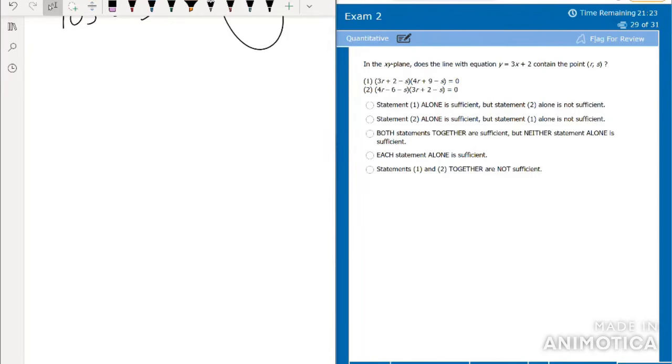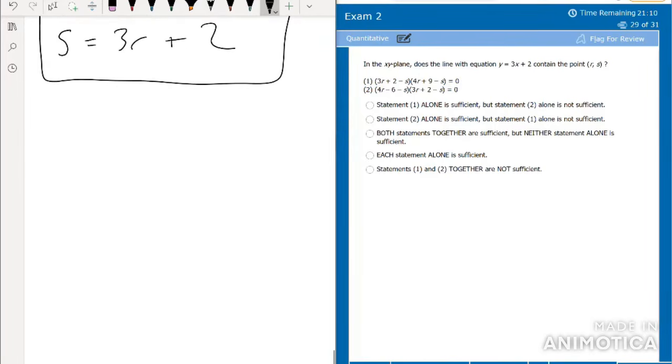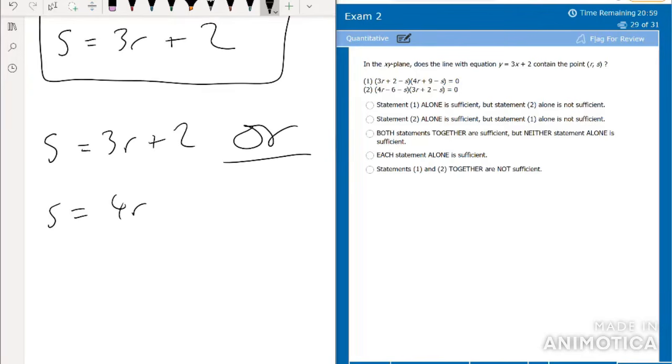Okay, in the xy plane, does the line with equation y equals 3x plus 2 contain the point rs? Well, if it contains that point, then we know that s must be equal to 3r plus 2. That's what we're trying to claim must be true. So option 1 tells us that s is equal to 3r plus 2, or s is equal to 4r plus 9. And option 2 tells us a very similar thing. So either one alone is not enough, but together we've only got 3r plus 2 in both of them, so together they'll work.